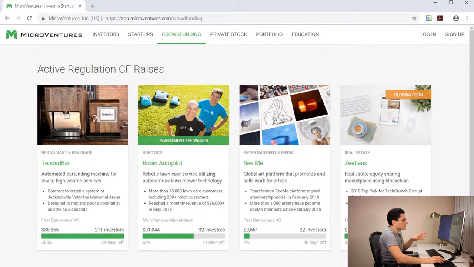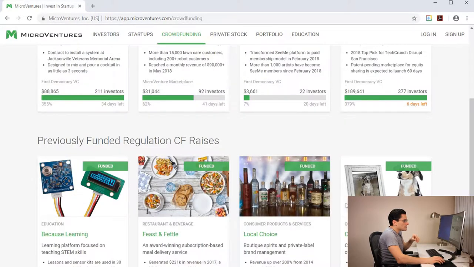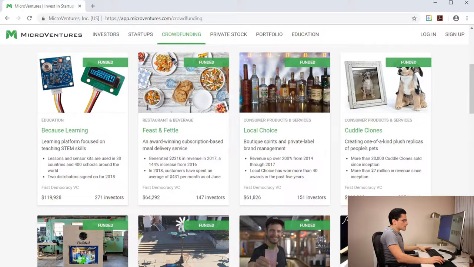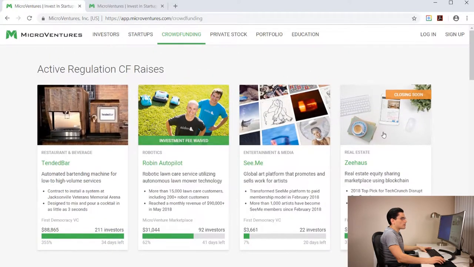And as you can see, there are some active Regulation CF raises. This Regulation CF is another one that you can read about that allows small companies to raise money directly from non-accredited investors. And you can't click into any of these other ones that already had funding. So unfortunately, we're going to be limited to these four on offer. So let's see what we got here. Let's start with Robin Autopilot.